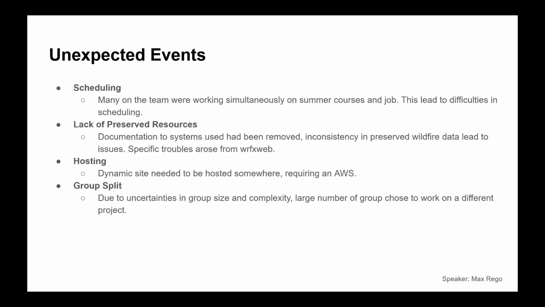We found difficulties in finding resources for the project, mostly from data not being tracked or being removed altogether. For example, the resources for the display feature, WRF Web, had been taken offline, leading to some difficulties in operating it. Hosting: a dynamic portion of the website, the WharfX web module, needed to be hosted somewhere. This required renting an AWS instance.